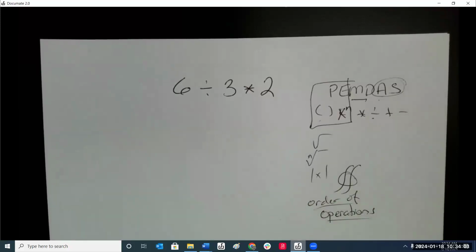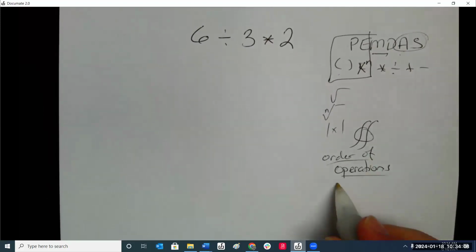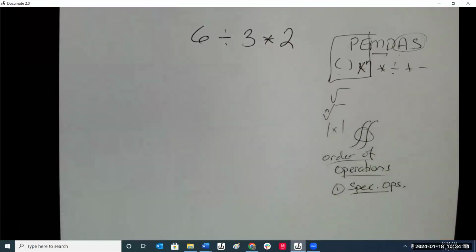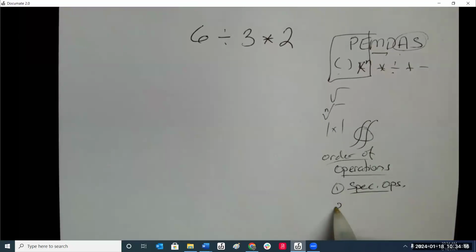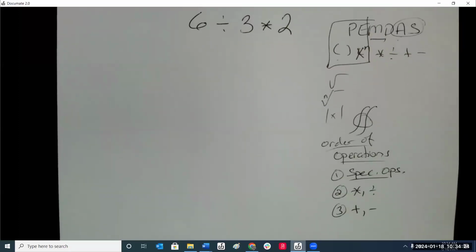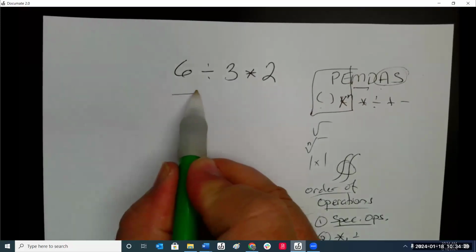That's why I only profess the order of operations. The first thing you do are special operations, all these funny symbols. The next thing, after you get those, you do the multiplication and division. And third, lastly, you do addition and subtraction. Mathematics is a language. How do you read this? From left to right.